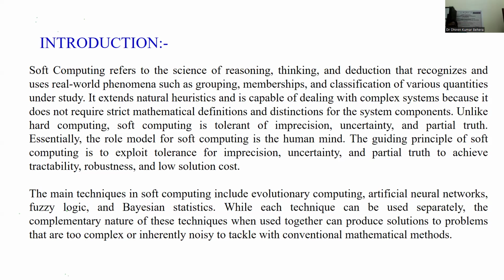Unlike hard computing, soft computing is tolerant of imprecision. That means hard computing is precision, while soft computing is tolerant of imprecision and uncertainty. There is no guarantee that your solution is correct. You can say it is correct, but the solution may not be exact. That is the thing. It is tolerant of imprecision, uncertainty, and partial truth. We call this term partial truth.